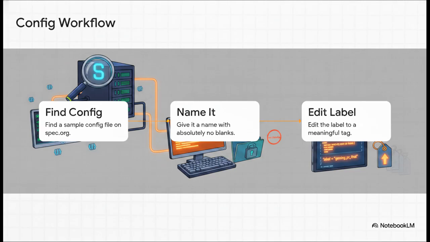Here is your micro workflow for this. First, grab a sample config file for a system similar to yours straight from spec.org. Second, copy it into your configure directory and give it a name, but absolutely no blank spaces allowed. Third, open that file up and edit the label line to an arbitrary but meaningful tag. That tag is going to be attached to your output files later, making them super easy to identify.